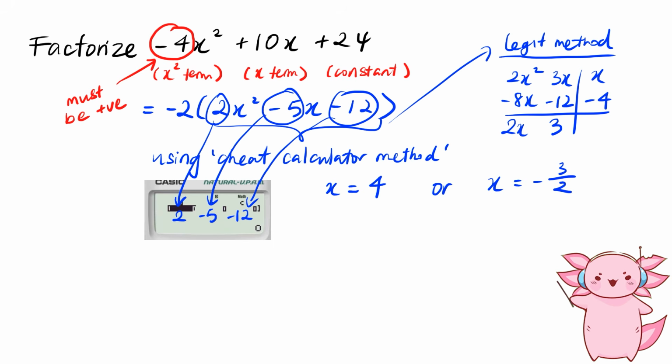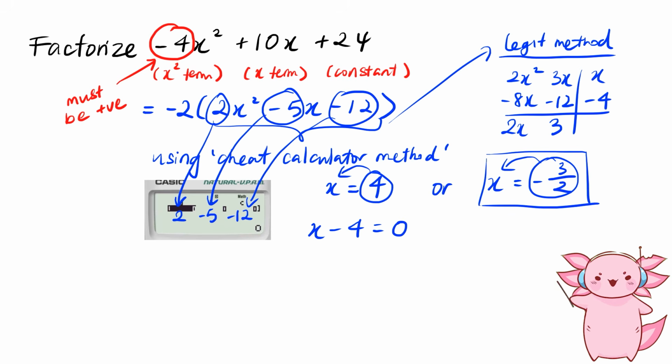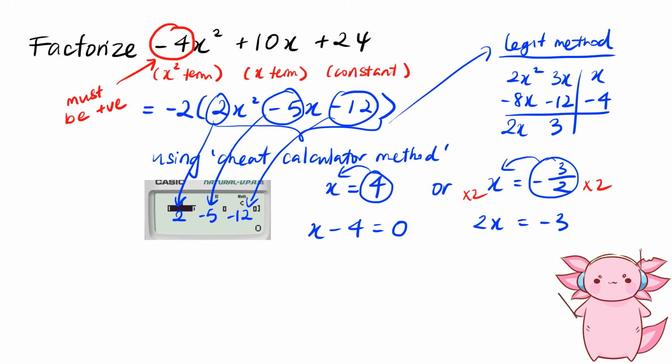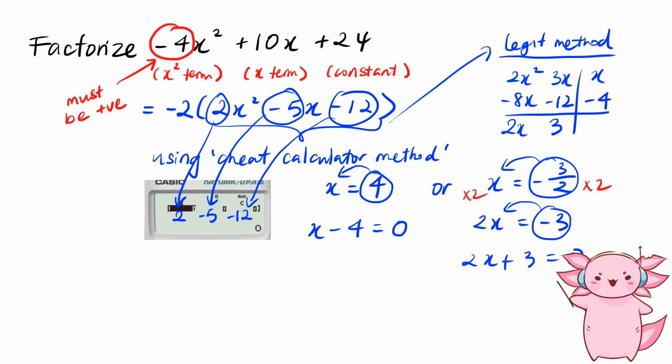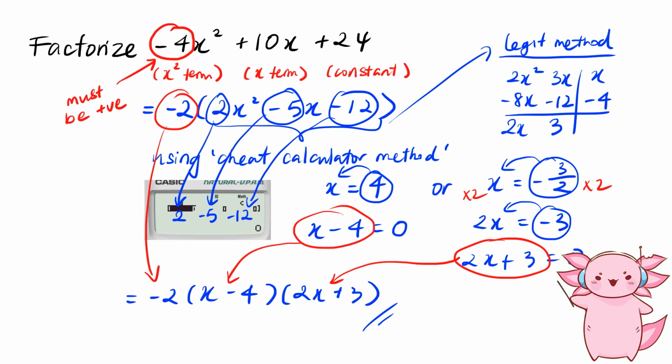Now you're gonna try to shift everything to the left side. So for this, it becomes x minus 4 is equals to 0. Now for this one, we don't want to see any fractions, so we have to multiply both sides by 2, and shifting the minus 3 over to the left side, it becomes 2x plus 3 is equals to 0. Now the final factorization is just putting these two brackets together, and we are done.